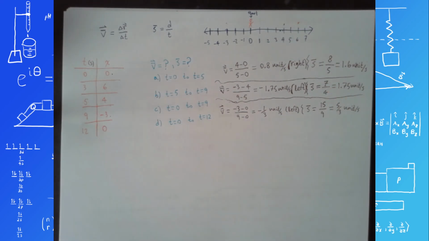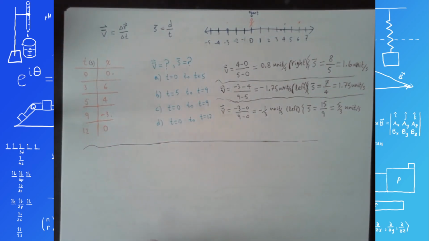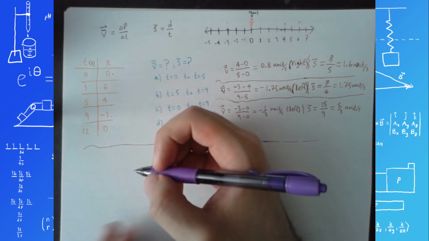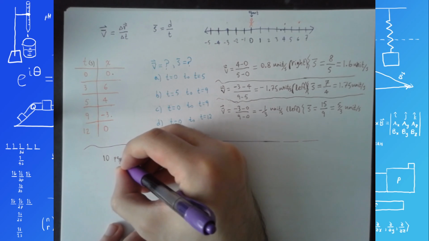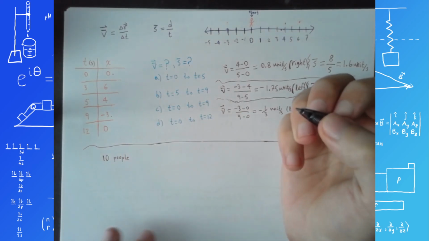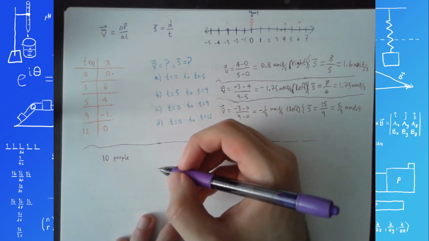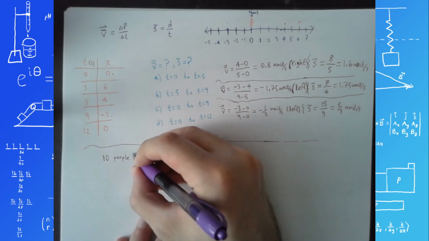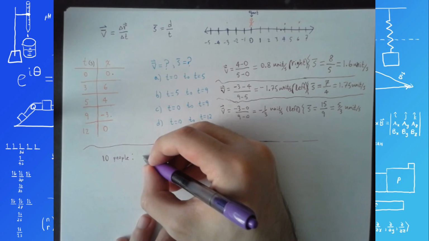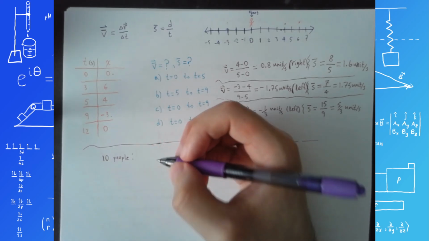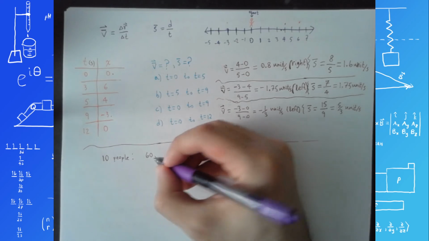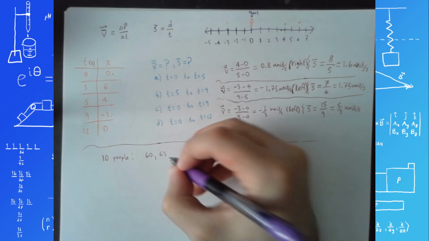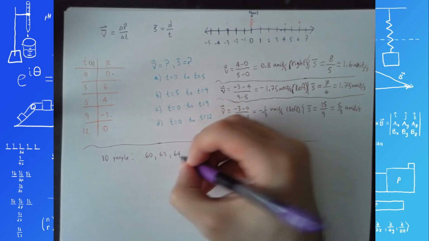So let me try and illustrate this a little bit better with, let's say we have a classroom of 10 people. And let's say that their scores for a test are as follows. And I'll put them in increasing order. Let's say one of them scores a 60, and one of them scores a 63, and two of them get 64s.